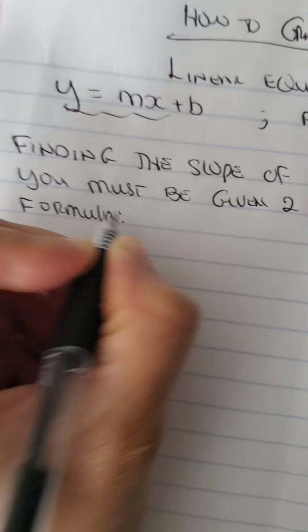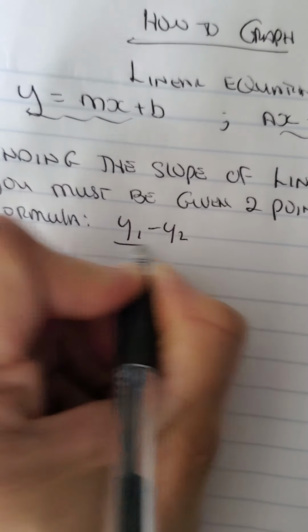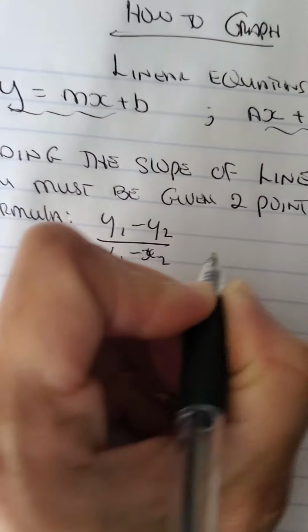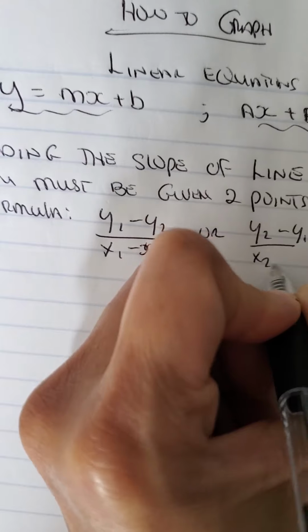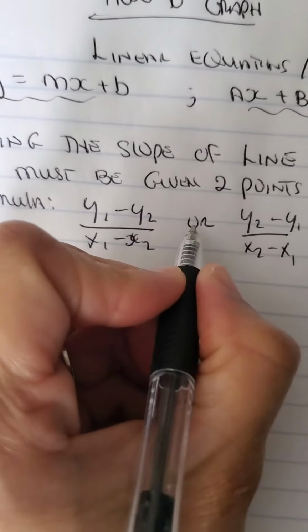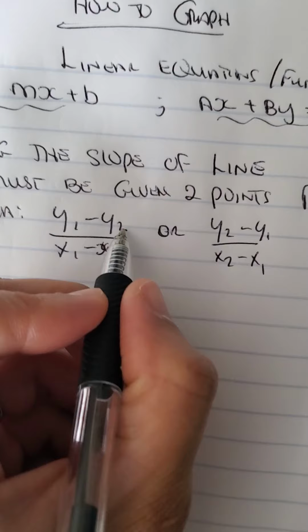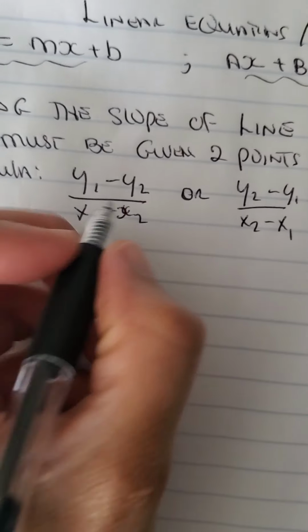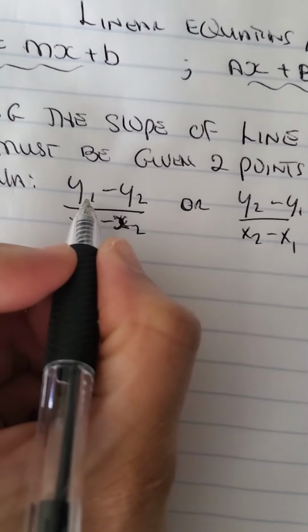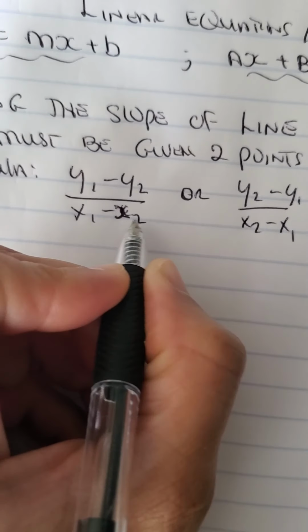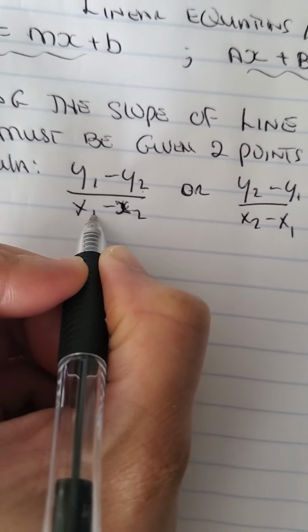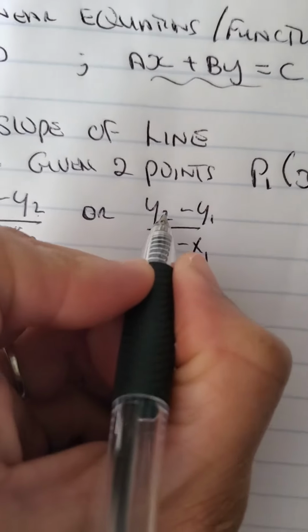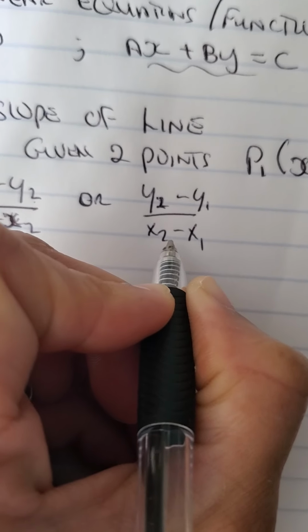And that formula looks like this: y1 minus y2 over x1 minus x2, or y2 minus y1 over x2 minus x1. So either of these formulas will work. Notice that you can interchange the y1 and y2, but please pay attention. You can't have y1 minus y2 and then have x2 minus x1. If you're going to find a difference between y1 and y2, you have to find the difference between x1 and x2. Likewise, if you're going to find a difference between y2 and y1, you must find a difference between x2 and x1. And let's understand what the slope is.